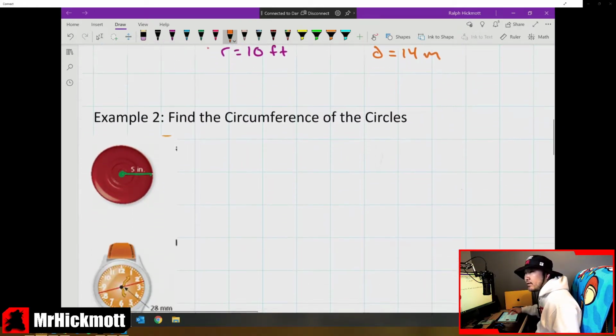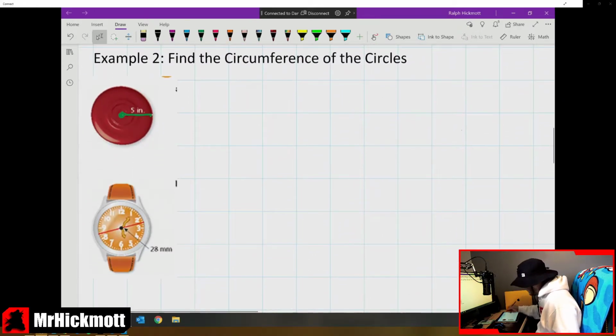Okay. So for circumference of the circles, the big thing to note is that you need to make sure you know what you are given. So in the first example, I'm given half, it comes from the center, that's R. So R equals 5. In the second one, I'm given all the way across, so that definitely looks like a diameter. So I'm going to go ahead and use our formula, C equals 2 pi R, and plug in the appropriate information, 2 times pi times radius, which is 5.